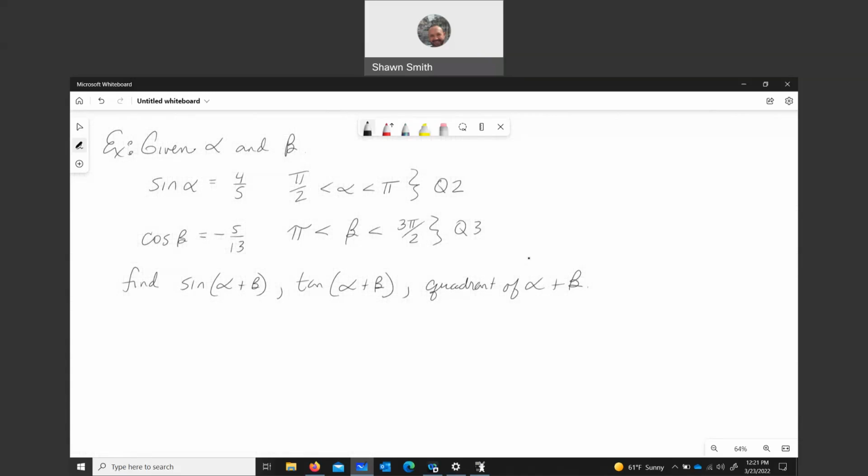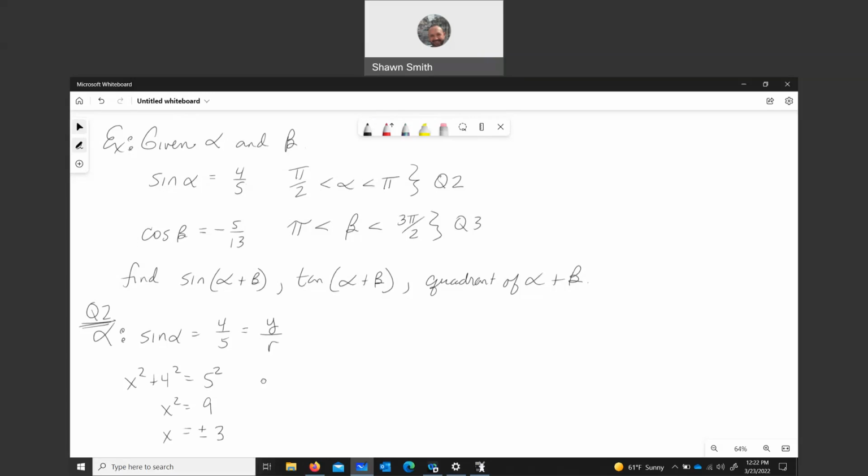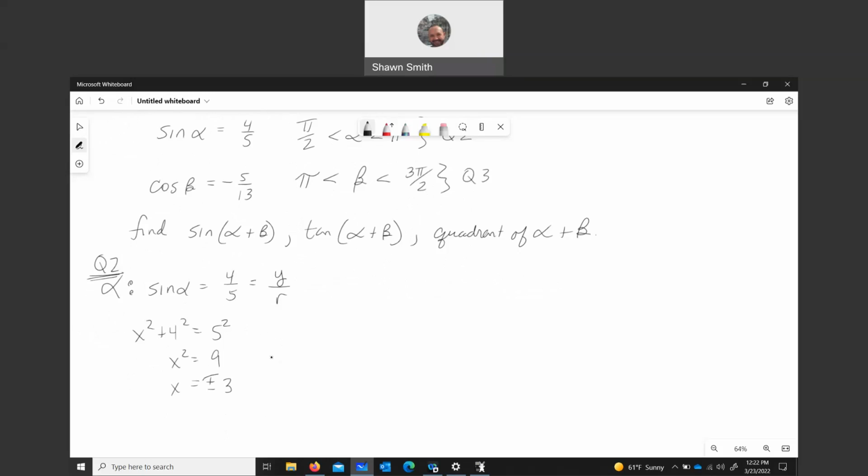So let's start with alpha. We already have sine of alpha is 4/5. Keep in mind what quadrant we're in, quadrant 2. In terms of x's, y's, and r's, sine is y over r, right? So we need to figure out our x value. So x squared plus 4 squared is 5 squared. So x squared is 25 minus 16, which is 9. So x is either positive or negative 3. Quadrant 2, is x positive or negative? X is negative.